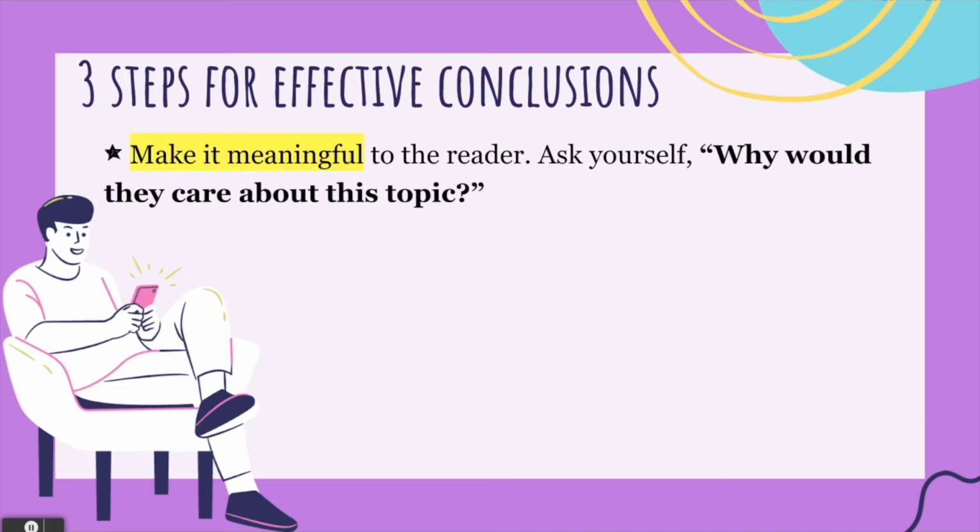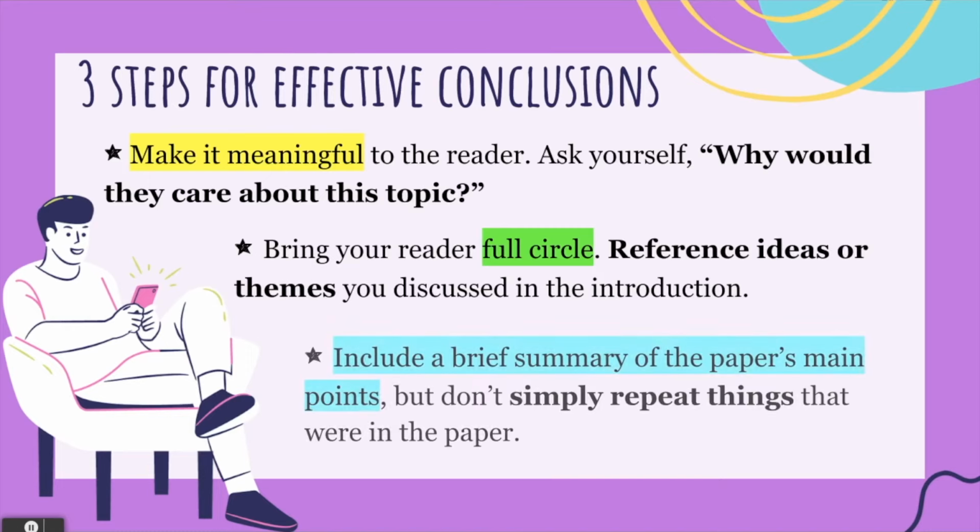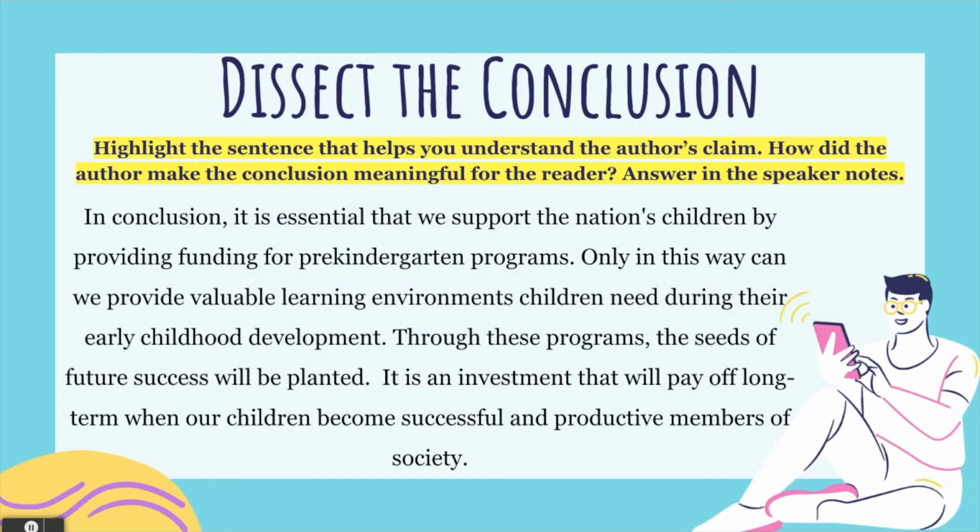So here's 3 steps for an effective conclusion. First, make it meaningful to the reader. Ask yourself, why would they care about this topic? And then answer that with a sentence in your conclusion. Bring your reader full circle. Reference ideas or themes you discussed in the introduction. So if you told a story or introduced your topic with a great hook that included a statistic or fact, try to bring it back around in your conclusion paragraph. Don't rewrite it, just reference it. And then finally, include a brief summary of the paper's main points, but don't repeat things that were in the paper. Rephrase it, put it in stronger vocabulary, stronger words.